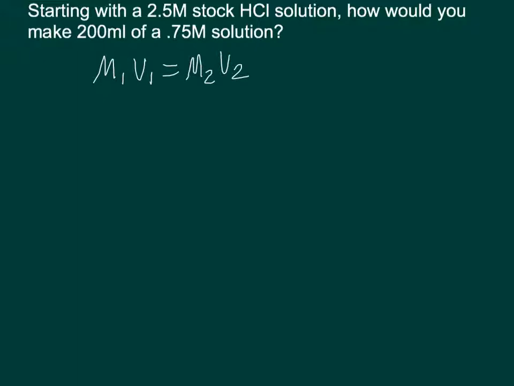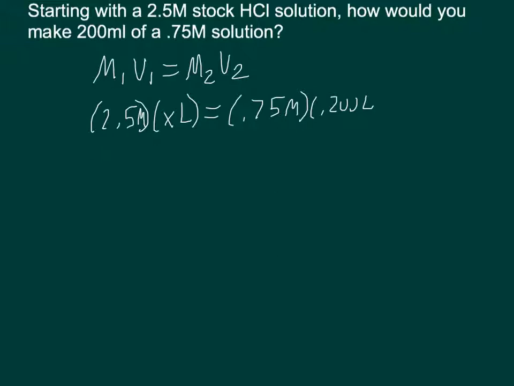Again, it's always better to do volume in liters, just a good habit to be in, because that way if you ever stop short and find moles, you're not going to get confused. You could do it both in milliliters, but if you wanted to find moles, milliliters won't work. So I recommend you always keep it in liters. 0.75 molar, and volume 2 is going to be 0.200 liters.